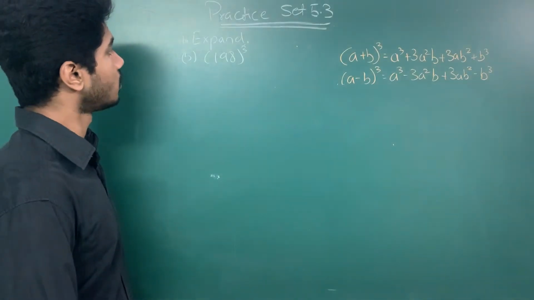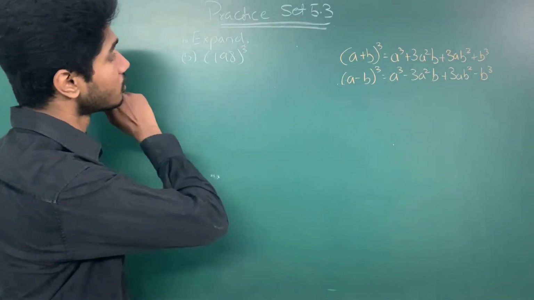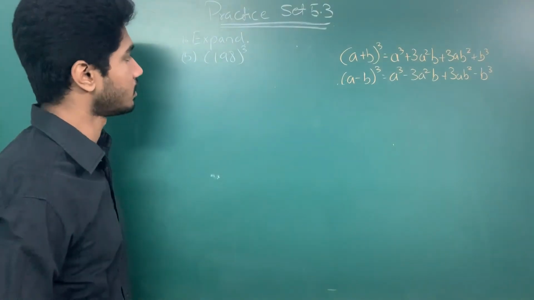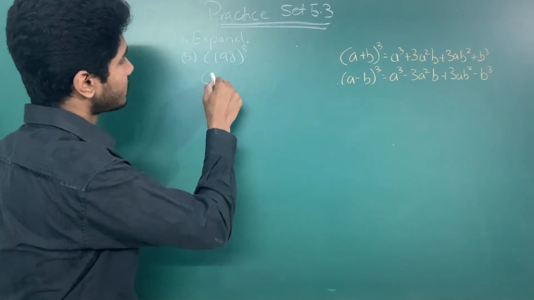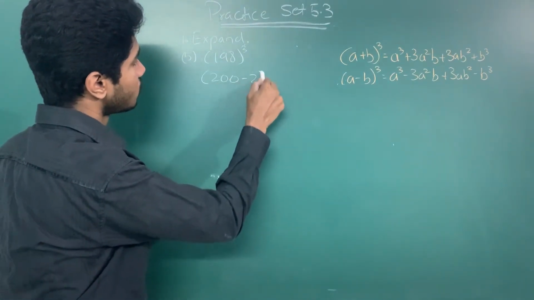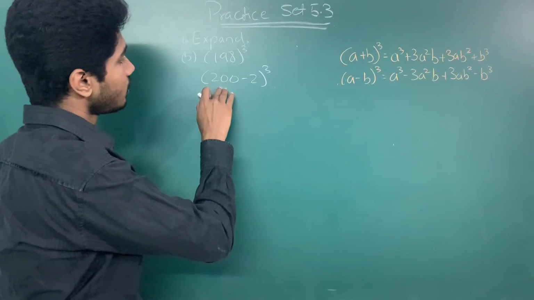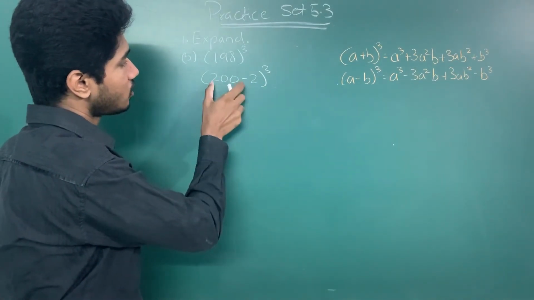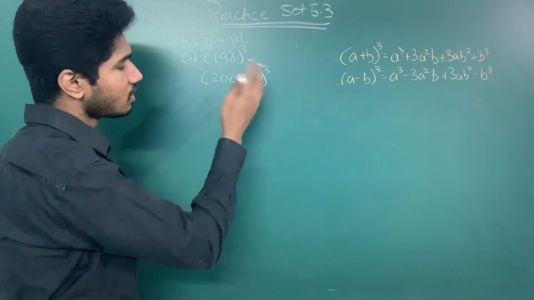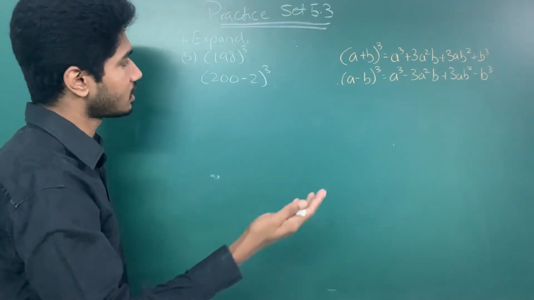Fifth question, यहाँ पे भी 198 the whole cube there. So यहाँ पे सिर्फ एक ही term दिया. So we'll do same as the previous sum. So we can write this as 200 minus 2 the whole cube. I am writing 200 minus 2 because it becomes very easy to find the 200 the whole cube. That is 2 का ही cube ढूंढना होता है. That is nothing but 8.